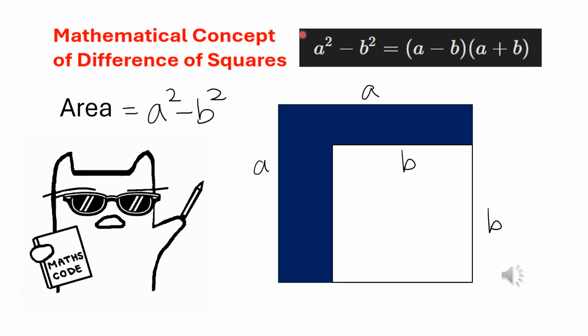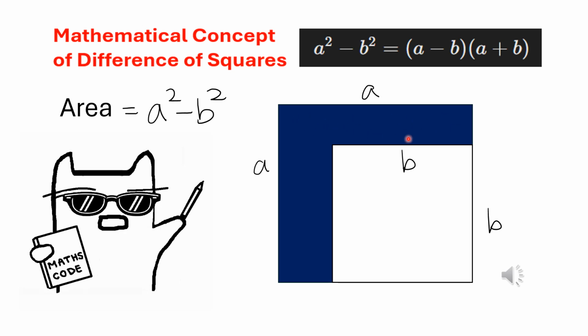Let's use squares to prove this. Imagine we have two squares, one large square with a side length of a and a smaller square with a side length of b. The blue area in the middle represents the difference in their areas. We will use this difference in area to prove the difference of squares law. First, let's calculate the blue area using the basic method. Subtract the area of the smaller square from the area of the larger square.